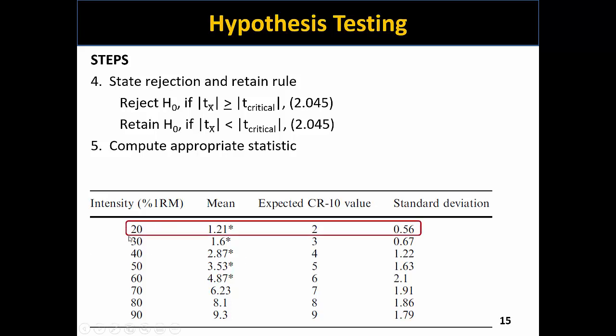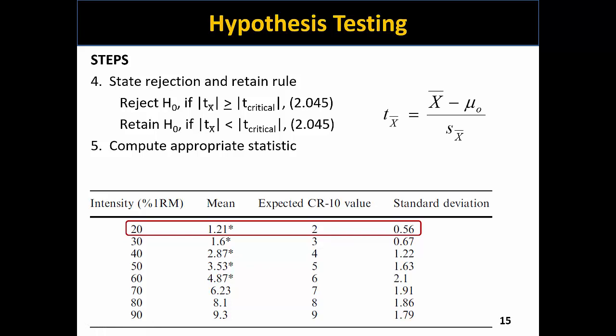In our example here, we're going to zero in on the very light load that the participants lifted, 20% of their maximum strength. So at 20% of their maximum lifting strength, did they rate a value of 2? The average rating turned out to be a 1.21 with a standard deviation of 0.56. Just by looking at this number, we see that it is less than the expected value of 2. However, we need to test this statistically.